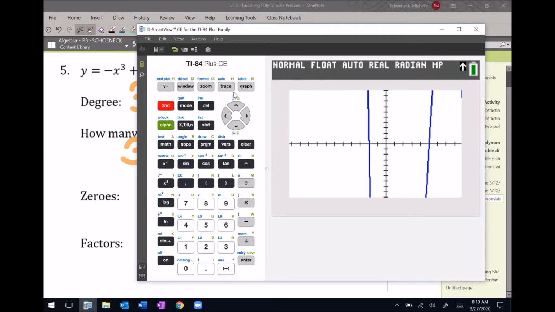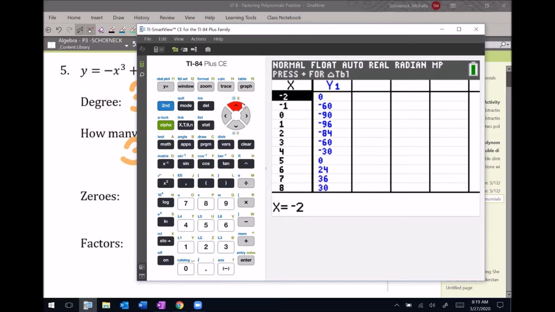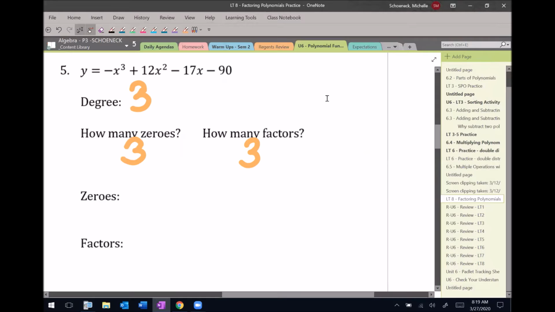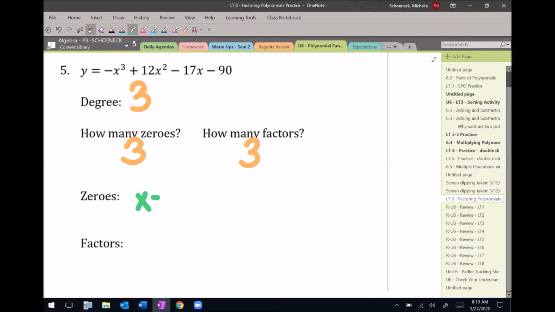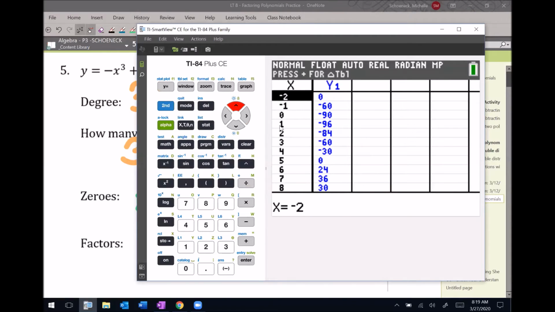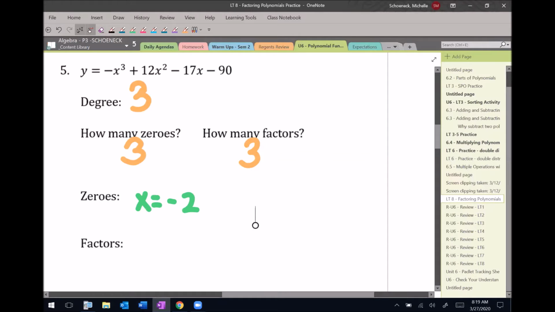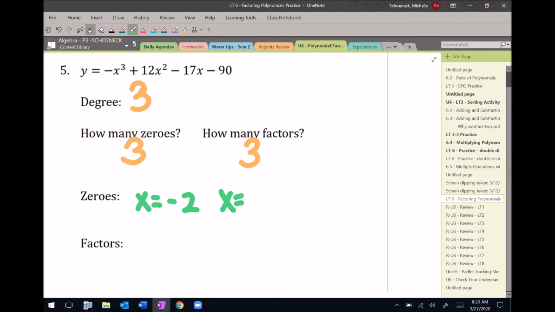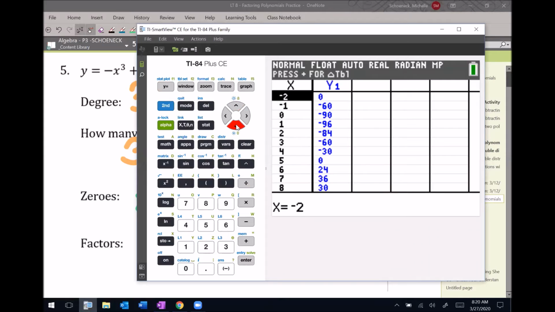Okay, so let's go to the table. And let's look at -2, there's a y of 0. So one of my zeros is x equals -2. Another y of 0 happens when x is 5. So back over here, we're going to say x equals 5. I have a third one, so I'm going to go back down this way. Oh, and there it is. x equals 9.